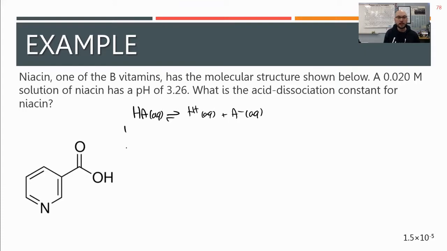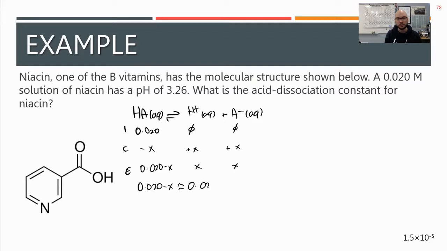Okay, so we're going to tabulate our information. It tells us that it's a 0.020 solution. We've got none of this and none of this. We're going to do the same sort of procedure that we always do. Minus X and minus X, plus X and plus X, and then 0.020 subtract X is approximately 0.020.